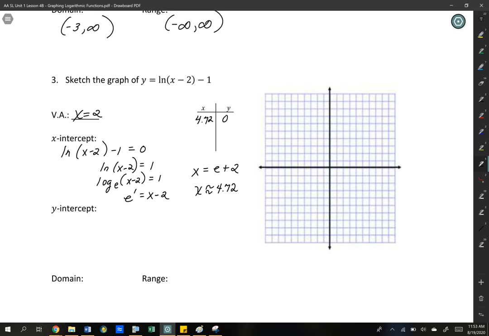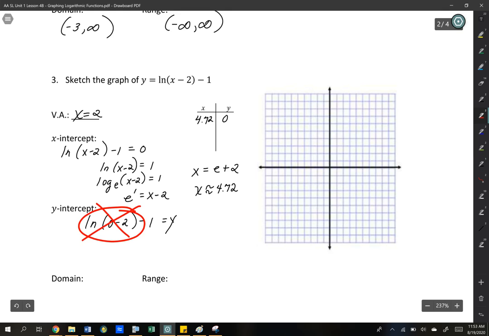Our y-intercept can be found by putting in 0 for x. When we put ln of negative 2 into our calculator, we're going to get an error, remember, because the domain of a log is greater than 0. So this part right here is going to cause an error. It's outside the domain. So this would be undefined. And we do not have a y-intercept.